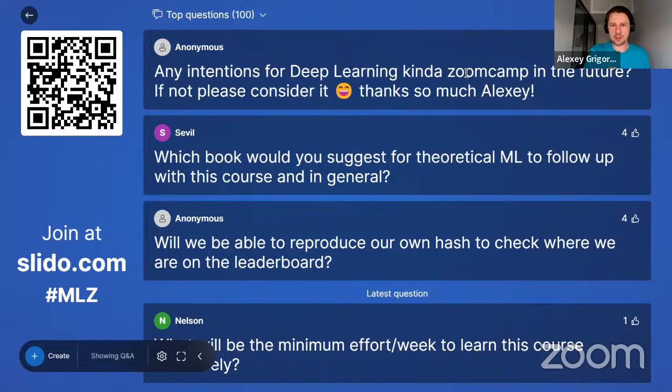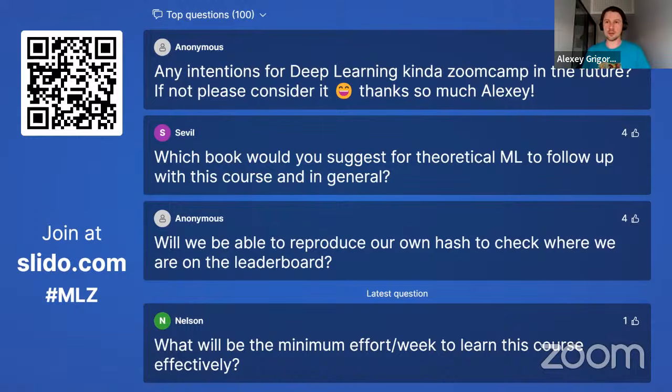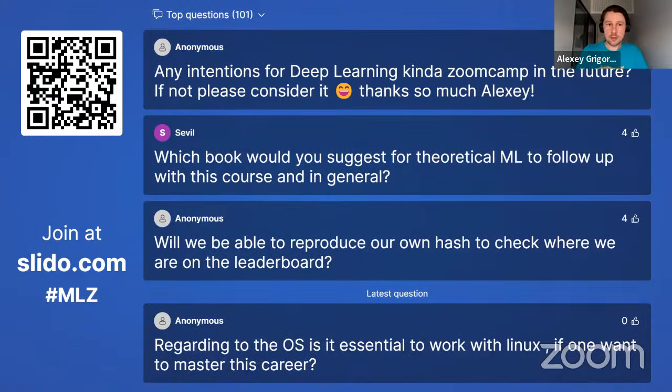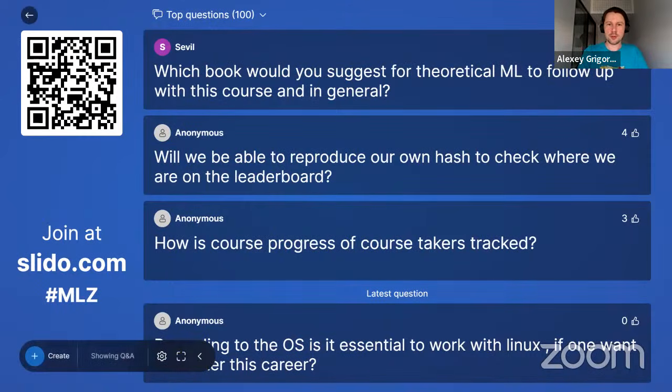Any intention for a deep learning Zoomcamp for the future? I'm not really knowledgeable in deep learning, I know just a few things there. That's why we have deep learning in that course, but not much. So maybe if there is a lot of demand for that, and if we find the right instructors.